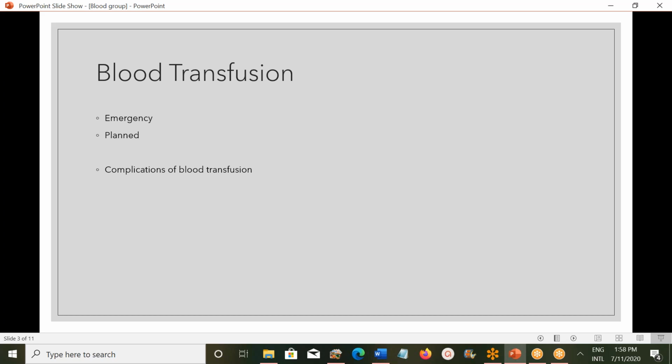Blood transfusion means that something has happened in the body. There is deficiency of clotting factors, or the patient is hemorrhaging and you need to give them blood. This is called blood transfusion. It can be of two types, emergency or planned. Emergency is where we didn't anticipate and something has happened, like postpartum hemorrhage, or the patient has placenta previa and then the hemorrhage has taken place. So we will have to offer emergency transfusion.